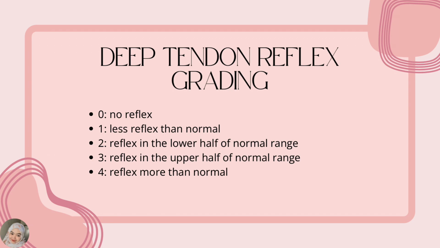While grade 2 is reflex in the lower half of normal range, while the third one is upper half of normal range. So the last one is grade 4, which is reflex is more than normal or it is enhanced, or we can say hyperreflexia. So it includes clonus if present, which optionally can be noted in an added verbal description of the reflex.